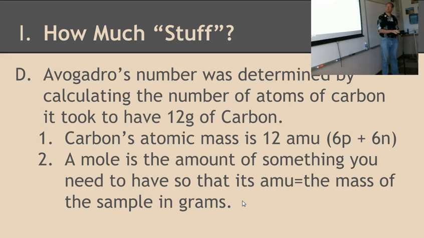Okay? So, take a moment and write that down. I already said it, and now you've got a chance to write it down. Avogadro's number is the number of pieces of something. It can be atoms, it can be molecules. The number of pieces of something that you have to have so that its atomic mass unit number equals its mass in grams.